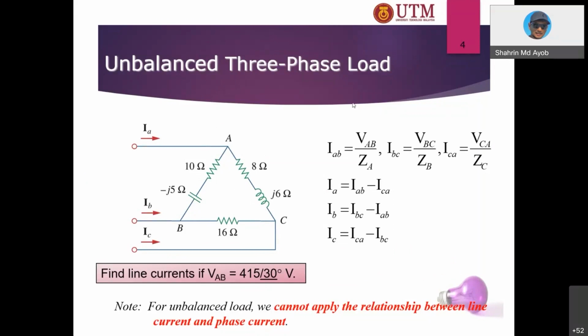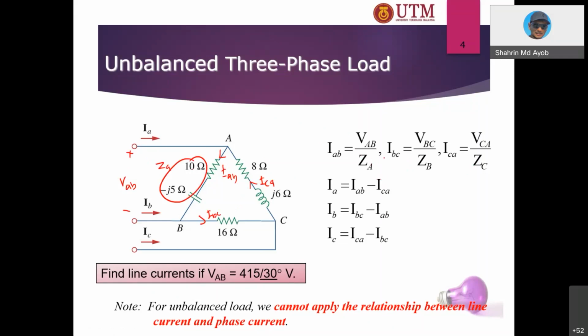For example, for this delta connection, this is your IAB, this one is your IBC, and this one is your ICA. To calculate IAB, you come from VAB here. So your VAB over this one, which is your ZA. Then IBC and so on.